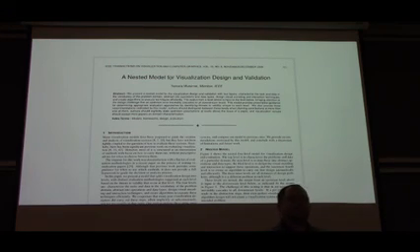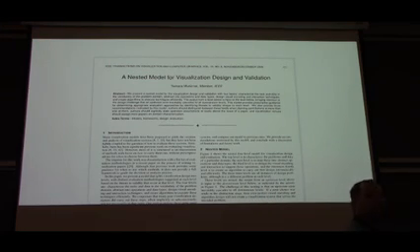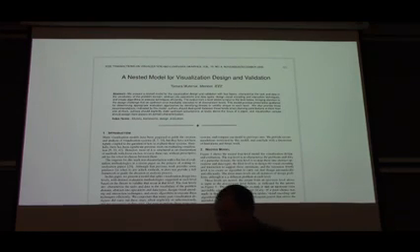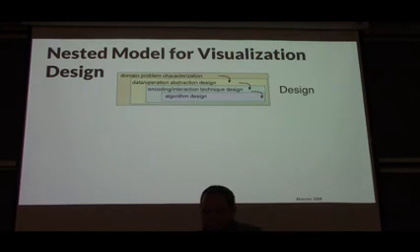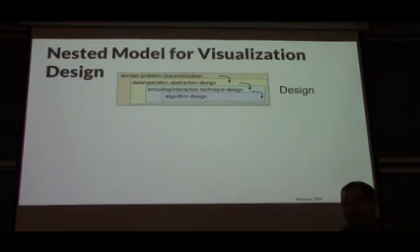Did you find this familiar from your projects? Did anybody find any stages? What kind of stages did you go through? Let's just put up the stages here. So we have the domain problem characterization, the data operation abstraction design, the encoding interaction technique design, and the algorithm design. What are the stages that you probably went through in your class projects?